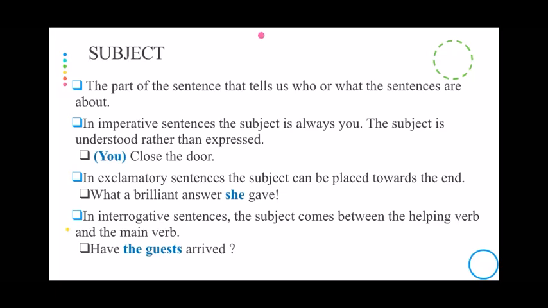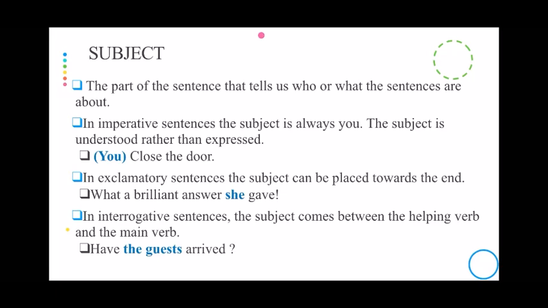In exclamatory sentences, the subject can be placed towards the end. Example, what a brilliant answer she gave. So in this exclamatory sentence, the subject is she and she is not at the beginning of the sentence, is it? No, she is the person who is doing this action of giving the answer. Okay, and she is not in the beginning of the sentence, it is placed at the end.